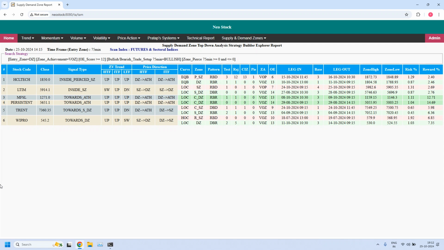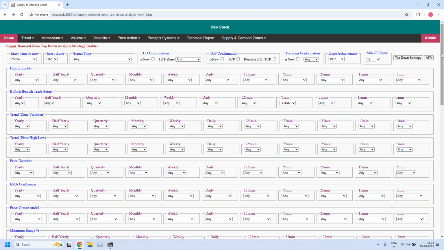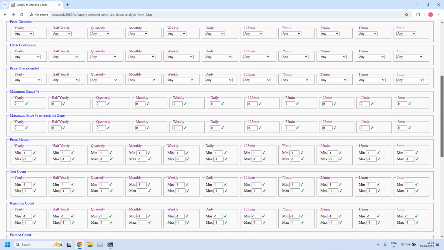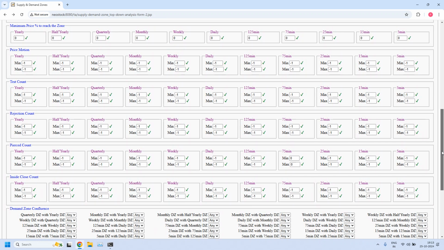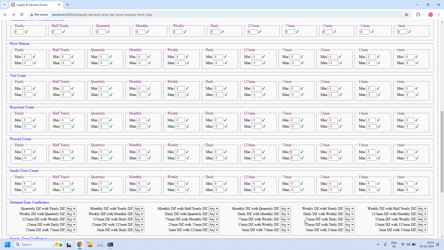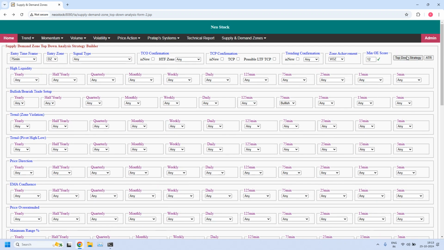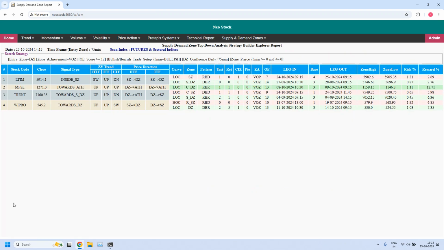Demand zone. Entry zone, demand zone. And in these 6 stocks, are there any high probability supported stocks? We need to identify. So for that, let us look for ITF confluence, that is 75 minutes demand zone with daily demand zone confluence. So let's enable that filter. With this filter, we got 4 stocks. Out of 6, 4 stocks are filtered.